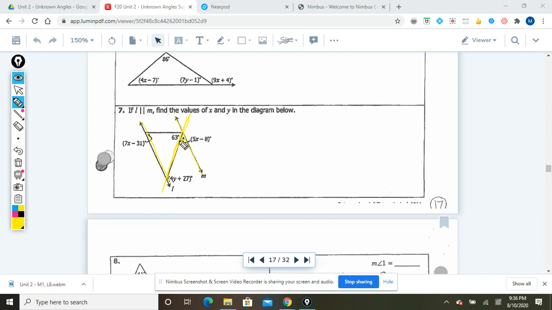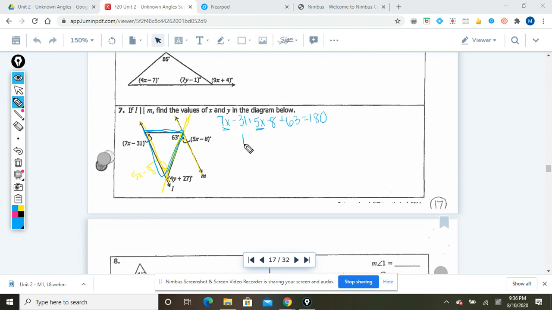So I know that this angle and this angle are alternate interior angles. They should be congruent. So that means this angle right here should be 5x minus 8. The same thing as this. And because of that, I can do that everybody in this triangle, we have a triangle hanging out within the parallel lines, adds up to 180. Because now I have all x's and numbers. So 7x minus 31 plus 5x minus 8 plus 63 should all equal 180.